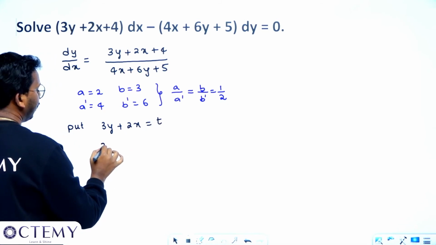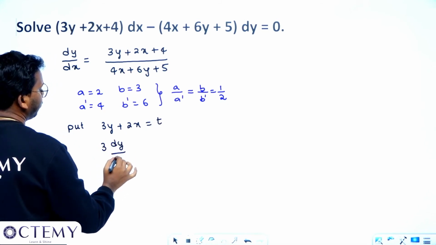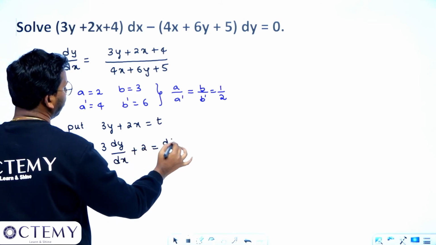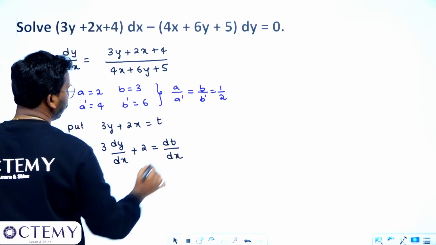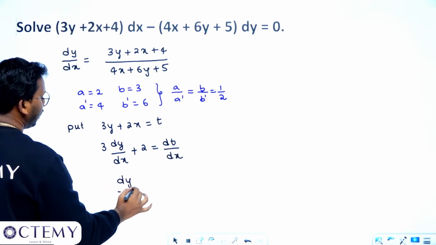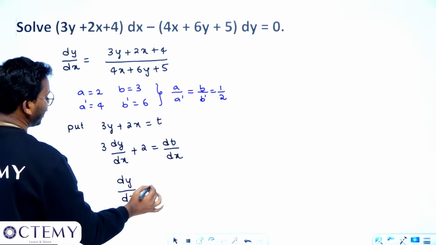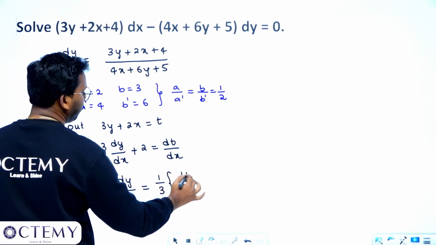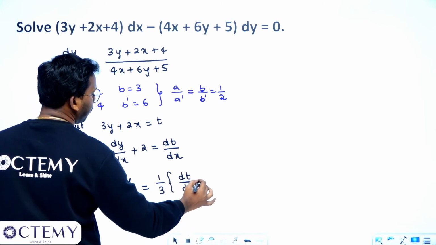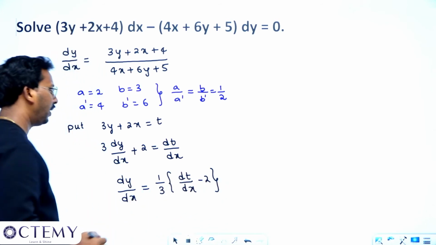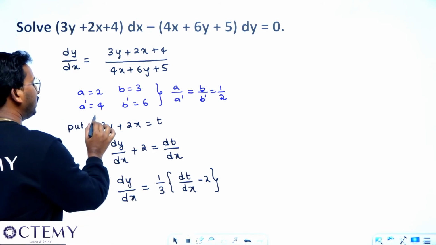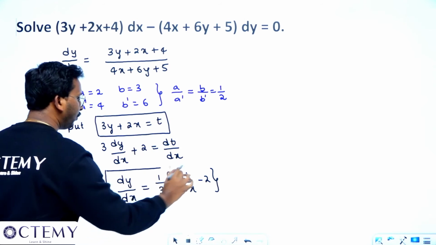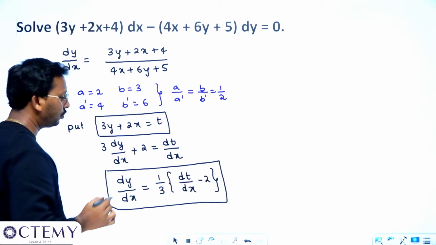Then what will happen? 3 into dy by dx plus 2 will be equal to dt by dx. So how will I replace my dy by dx? My dy by dx can be replaced like this: 1 by 3 times dt by dx minus 2. Right? Very good. Now wherever you see this, you will have to do these two substitutions. This substitution you will have to do and this substitution you will have to do in the question. So let us do the substitutions.